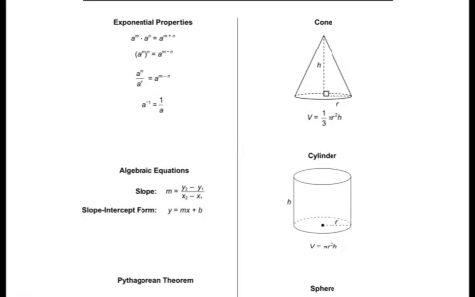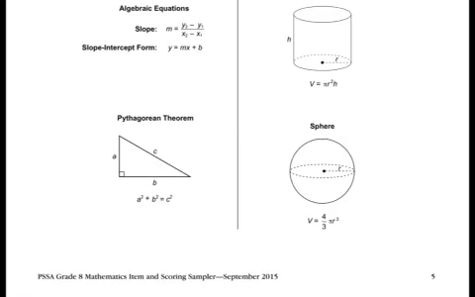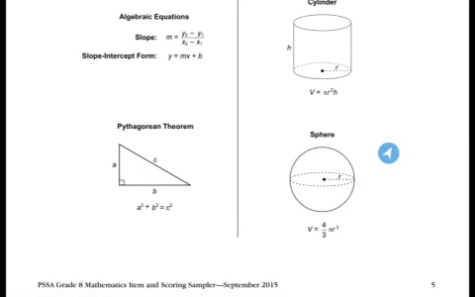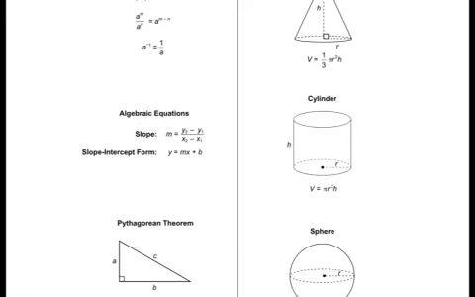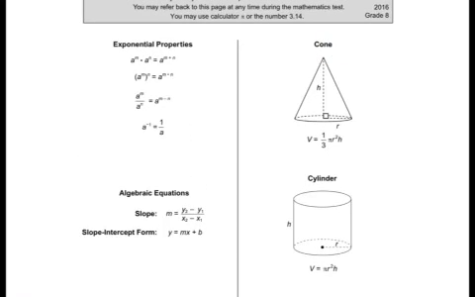As you can see, the volume of a sphere is 4/3 times pi times your radius to the third power, or 4/3 pi r cubed. Sometimes the question will give you the radius, sometimes it will give you the diameter. So make sure you always put it back in as the radius. The cylinder formula is V equals pi r squared h, and the cone V equals 1/3 pi r squared h.